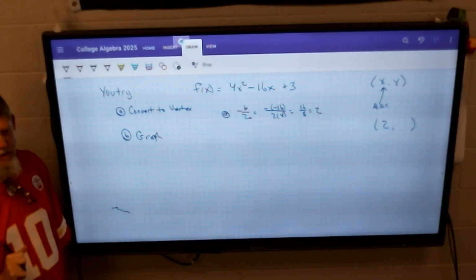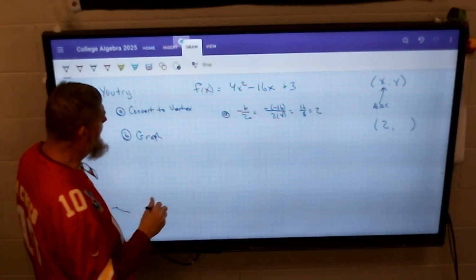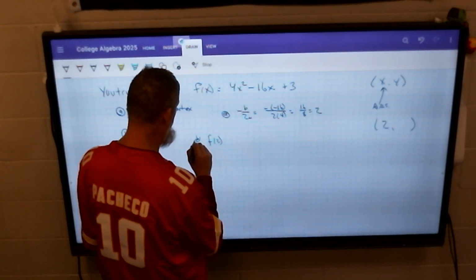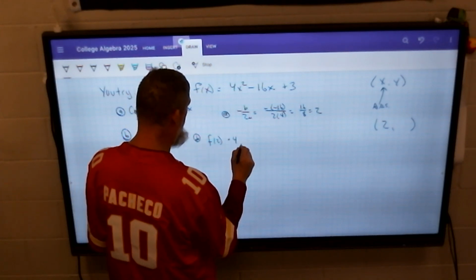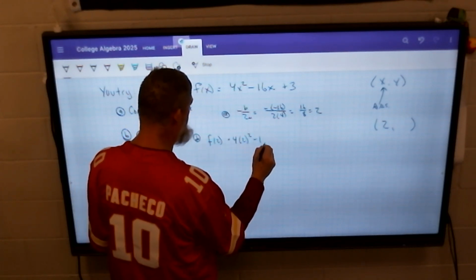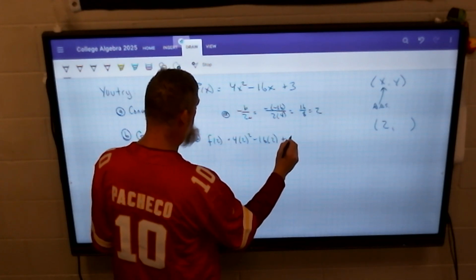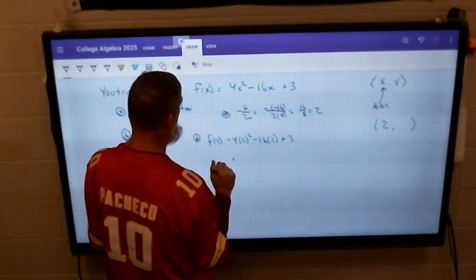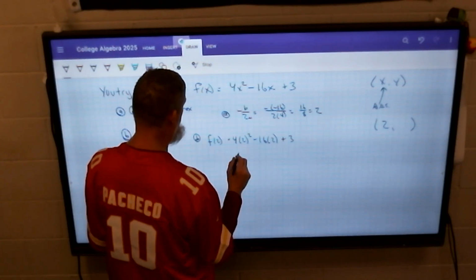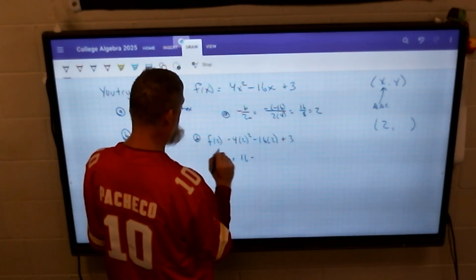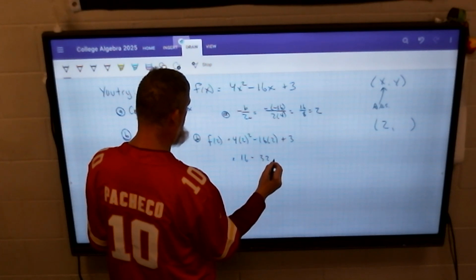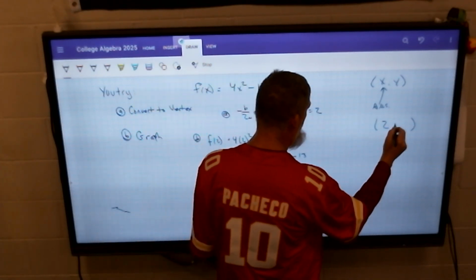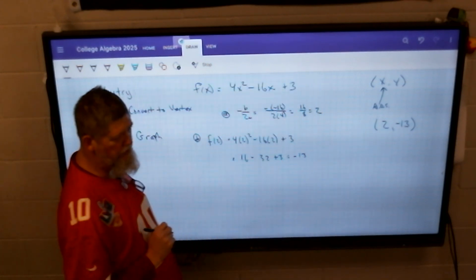All right, now what do I do with the 2? You plug it in. So we have f of 2. This is step B, if you will. That's going to give me 4 times 2 squared minus 16 times 2 plus 3. What's 4 times 2 squared? 2 squared is 4, times 4 is 16, minus 32, which is negative 16, plus 3, negative 13. And there's your vertex.